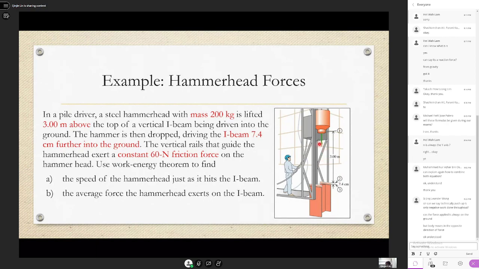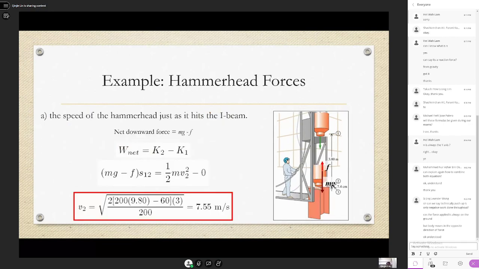So throughout this journey, there is also a rail guiding it, a rail touching it. So it's always touching the rail, so there will be a friction trying to stop this thing also. Okay, this rail is trying to guide it such that it nicely hits the I-beam. So how to find that?